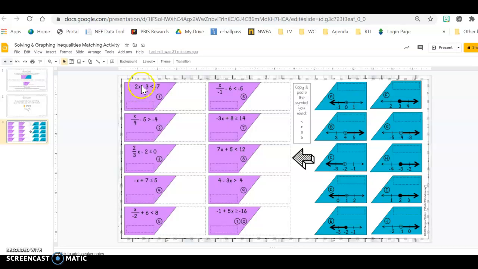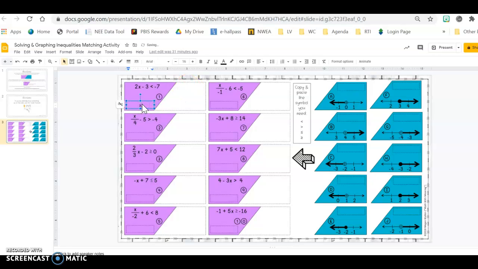So we have minus 3, which means we're going to add 3 to both sides. So when I add 3, it cancels out this. And when I add 3 over here, we get negative 4. So now we'll have 2x is less than negative 4. And then I divide by 2. So negative 4 divided by 2 is negative 2. So my answer here is negative 2.